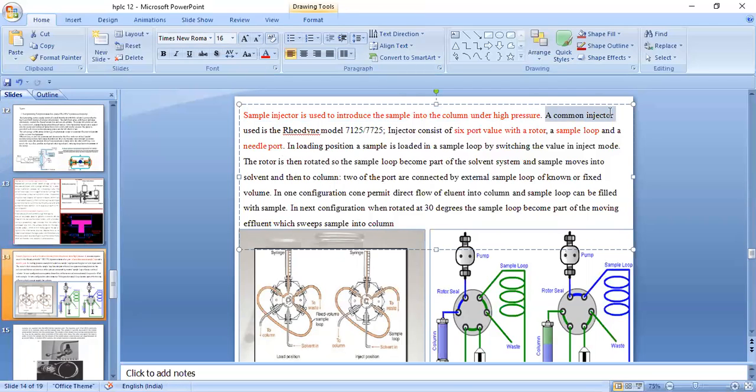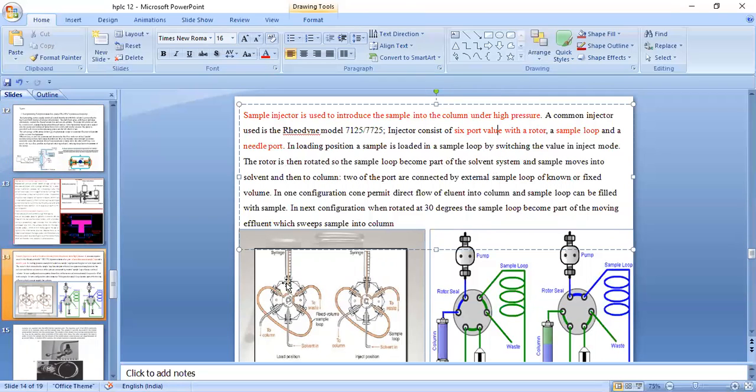A common injector that is used is Rheodyne model 7725. This is one of the models of the injector that is being used in an HPLC system. Now this injector consists of 6 port valves with a rotor: 1, 2, 3, 4, 5, 6. So it is provided with 6 ports and a rotor.